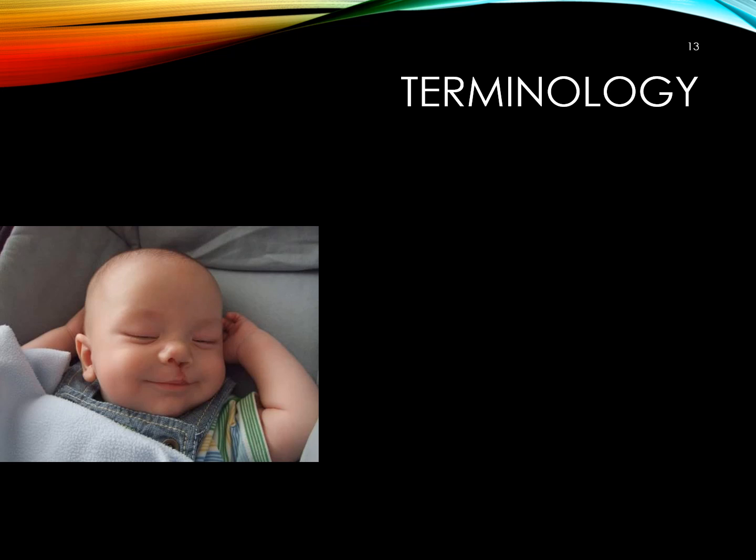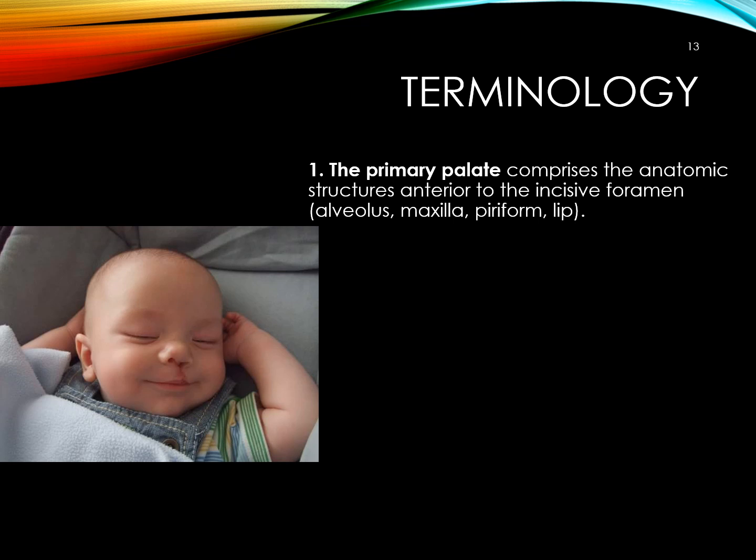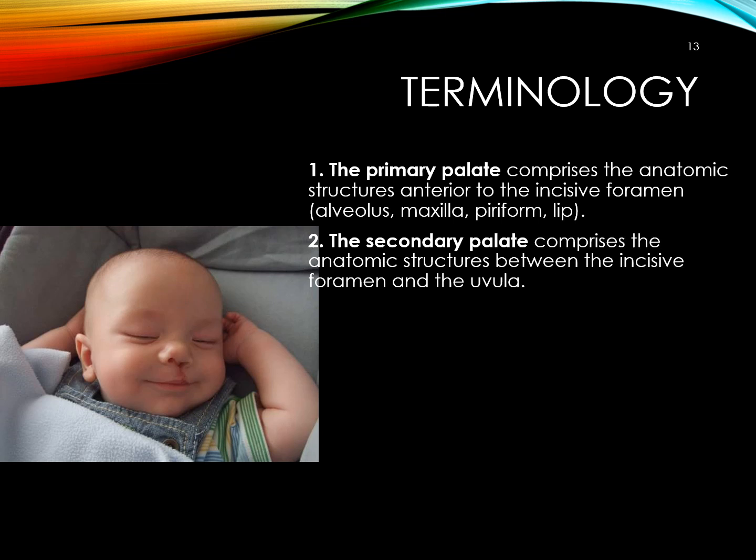And now let's talk about terminology. What does it mean, primary palate? The primary palate comprises the anatomic structures anterior to the incisive foramen: alveolus, maxilla, piriform, lip. The secondary palate comprises the anatomic structures between the incisive foramen and the uvula.